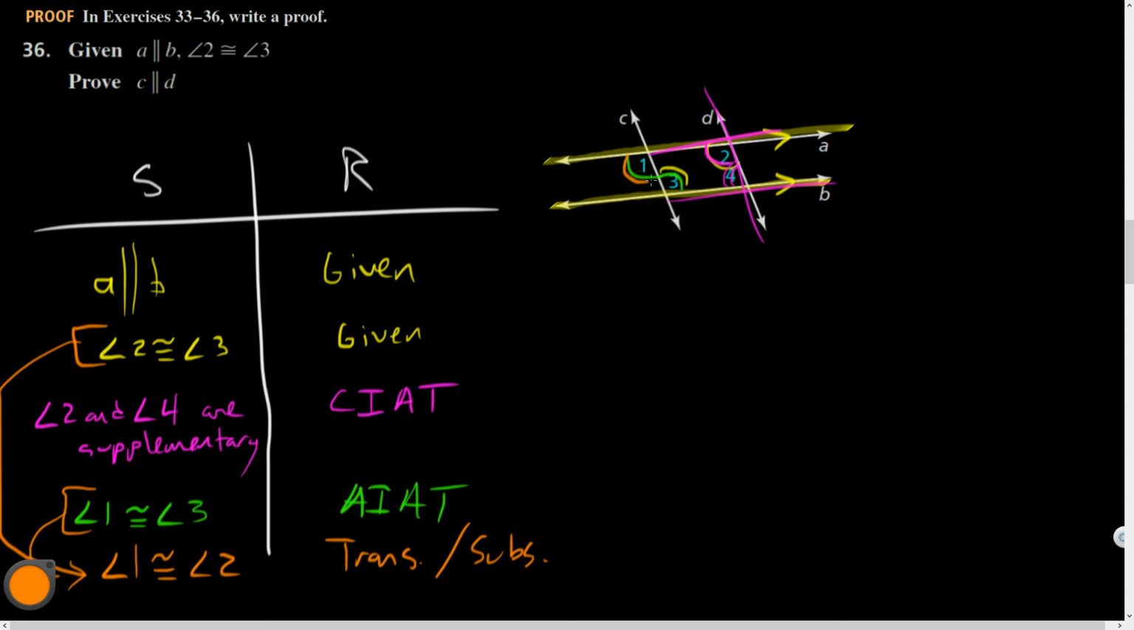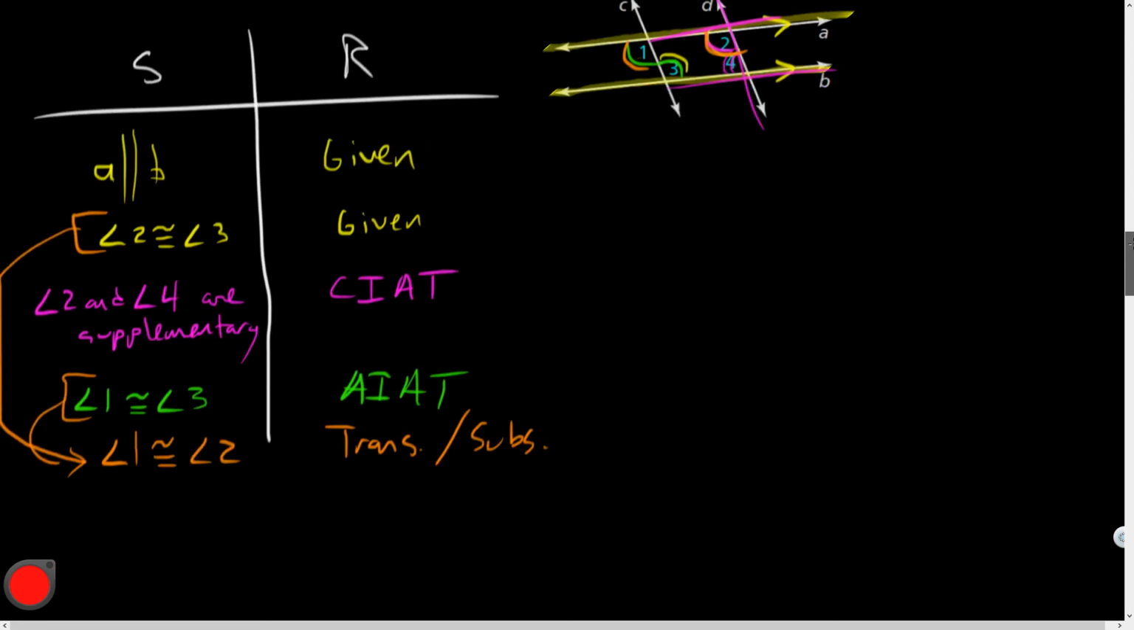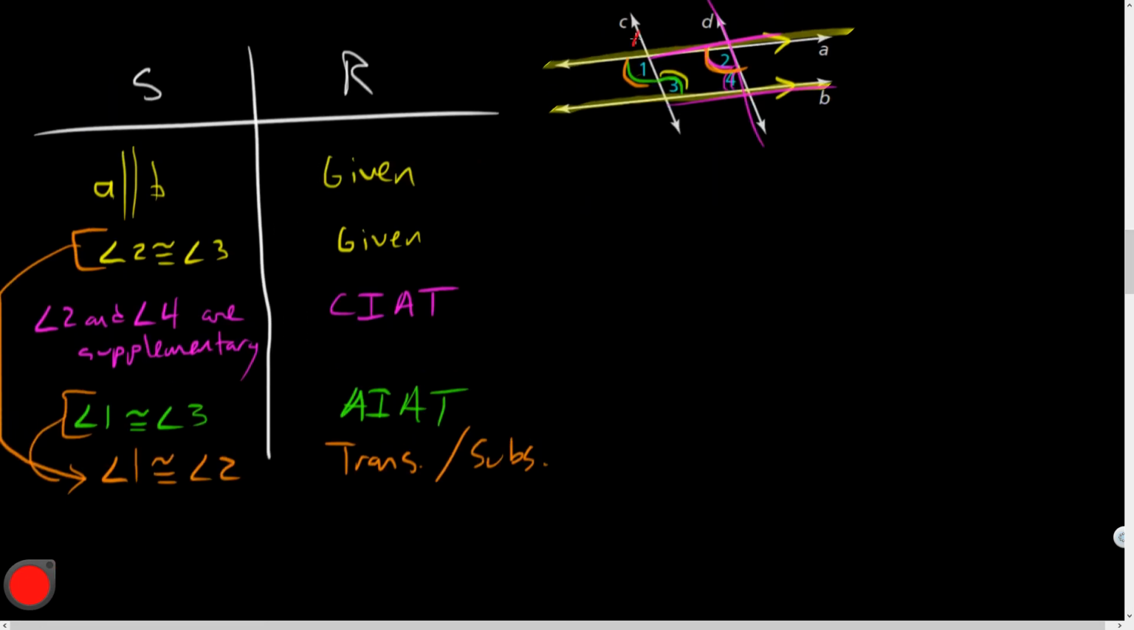Now, if I know that 1 and 2 are congruent, someone pointed out those are corresponding angles with respect to lines C and D. I think we're there, friends. I think we're there. I used green. I'll use red, I guess. I think I have enough information to say C is parallel to D.